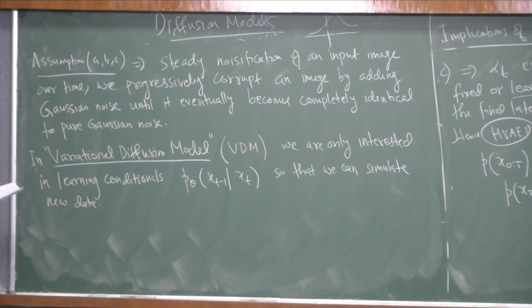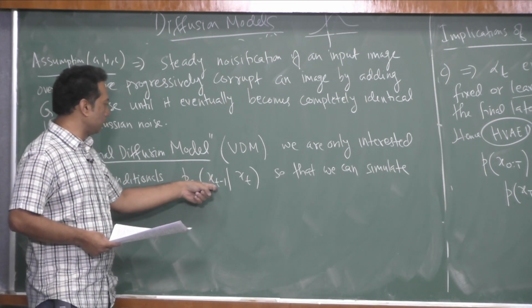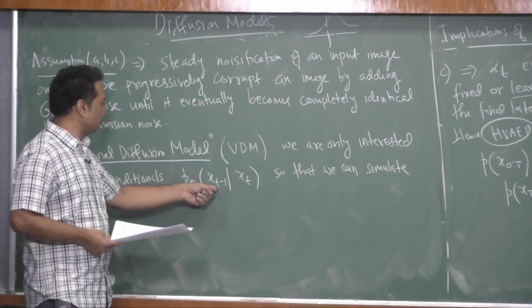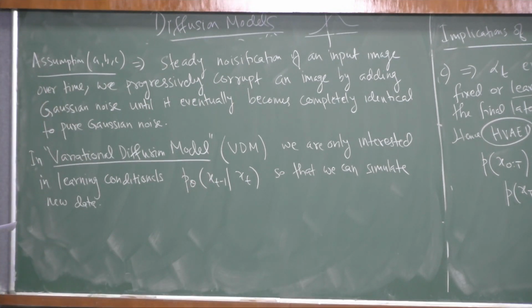So we are interested in basically learning the denoising part. Given an x_t, this is a backward process. Given an x_t, how to learn this denoising to get to a less noisy image. That is going to be our key step.